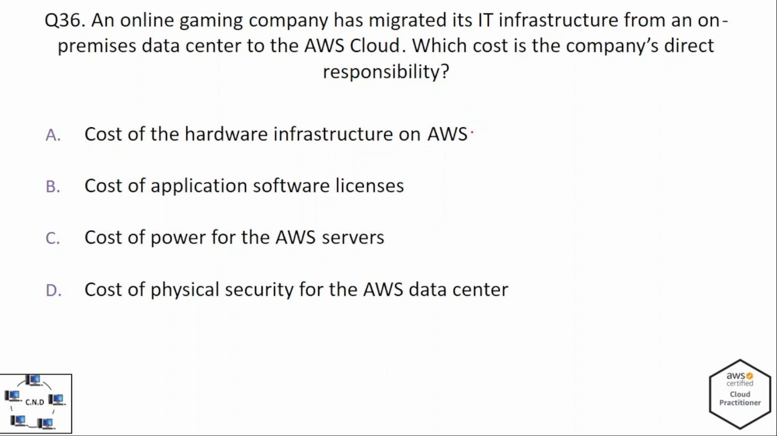So this question is pretty straightforward. The cost of application software licenses is basically the customer or the company's responsibility, while the cost of hardware, cost of power for servers and data center, and the physical security of the data center is the responsibility of AWS.